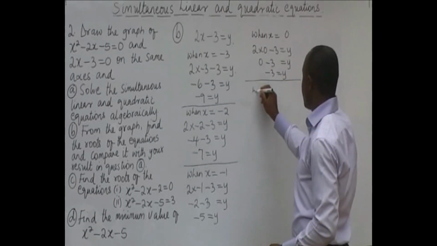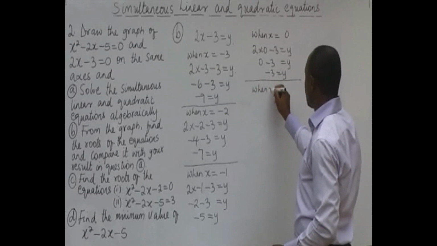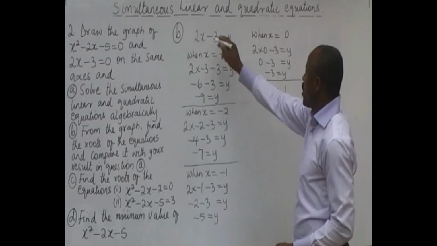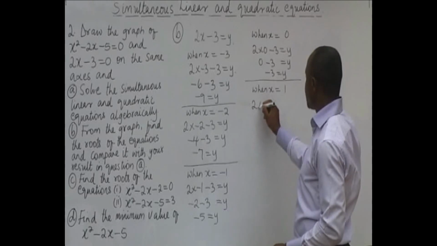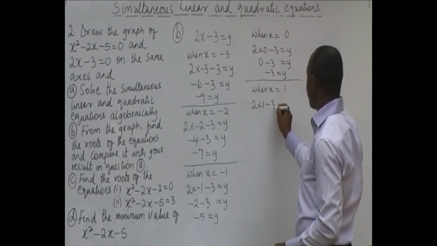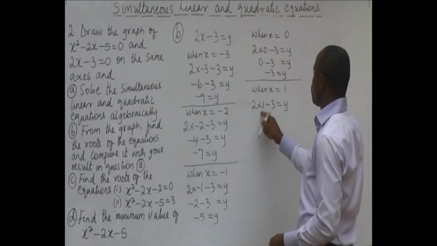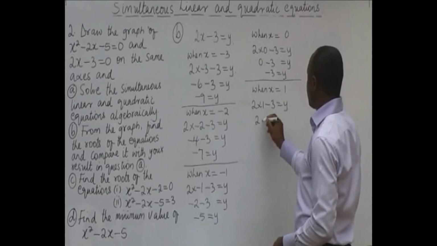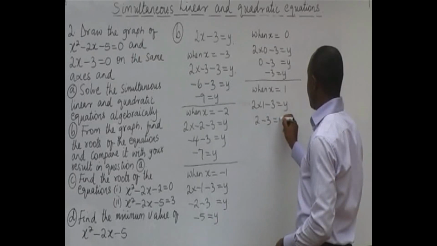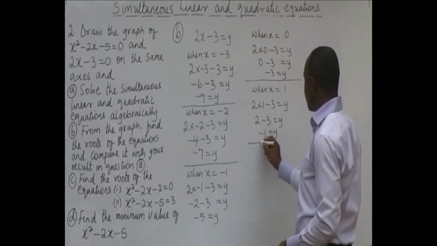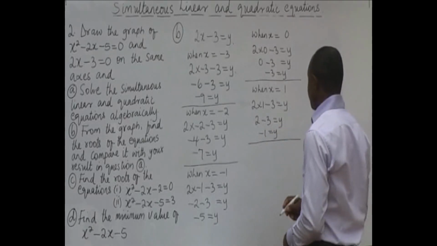The next is when x is 1. The equation becomes, instead of 2x, you have 2 times 1 minus 3 is equal to y. 2 times 1 is 2. Then minus 3 is y. 2 minus 3 is minus 1. And that is the value of y at this level.